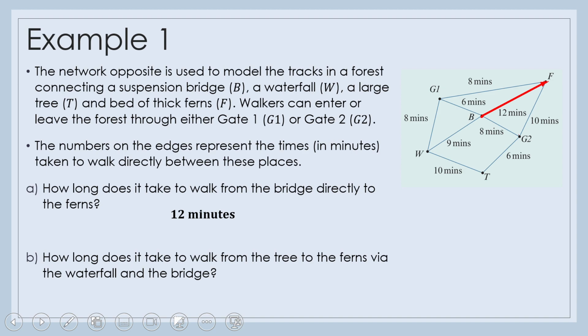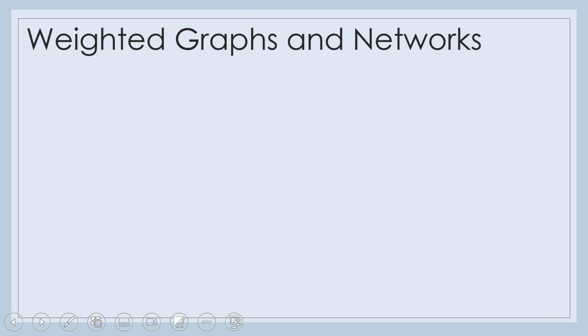How long does it take to walk from the tree to the ferns via the waterfall and the bridge? So you create a path for yourself, starting at the tree, to the ferns, which is all the way at the top, via the waterfall and the bridge. So we are restricted to following that path. Adding them all together you end up with 31 minutes. Nice easy question. Nothing too tricky at this point.